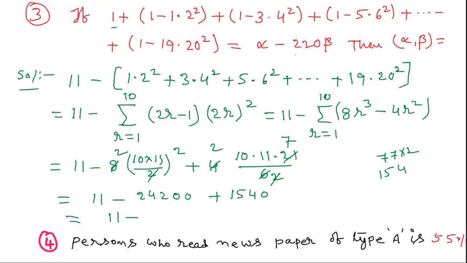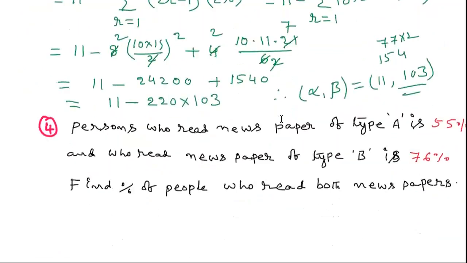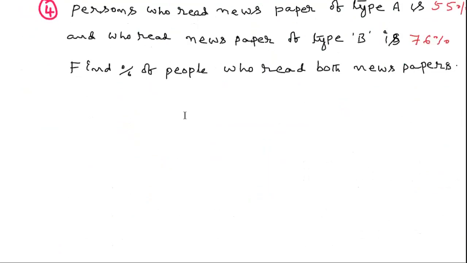See the question here, 220 beta is given. So that means after calculation, whatever value we are getting, that is 220 into 103. Therefore, by comparing both alpha, beta values, alpha is 11, beta is 103. This is a sequences and series related problem. In every test, they are giving two questions in sequences and series. Okay, now I am going to the next question.